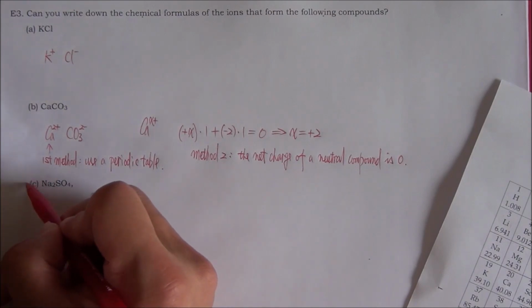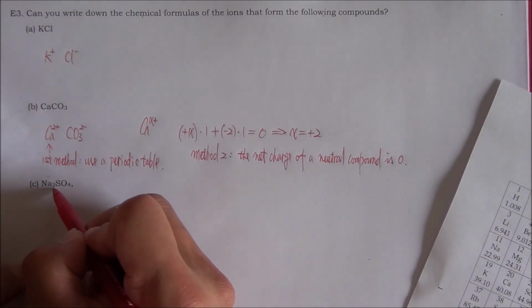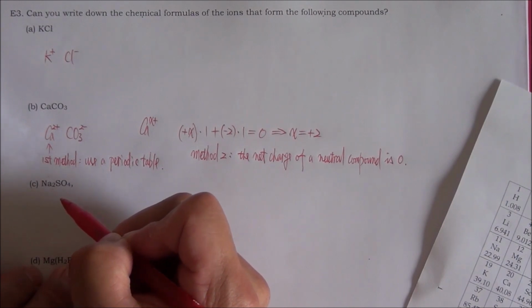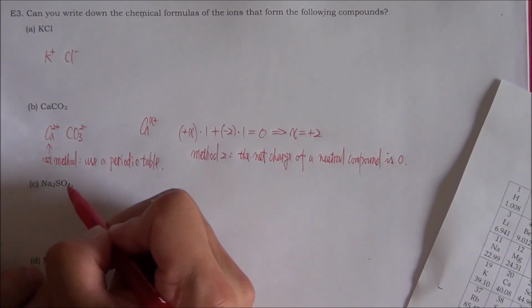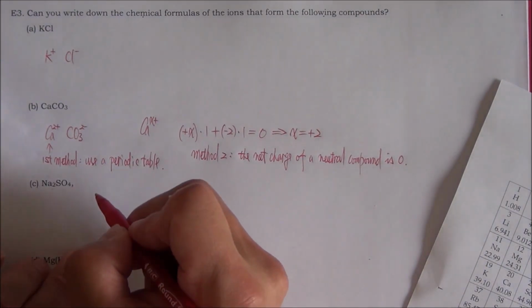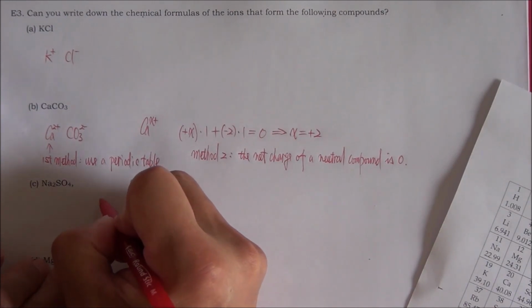Let's look at the third example. C, Na2SO4. It is also an ionic compound because it is made of metal and nonmetals. If you remember all the polyatomic ions, you will know this compound has SO4 2-.